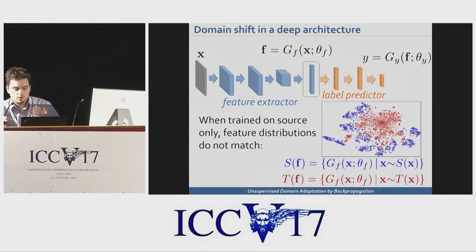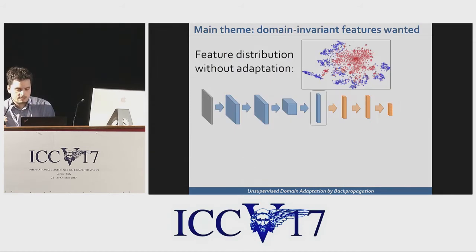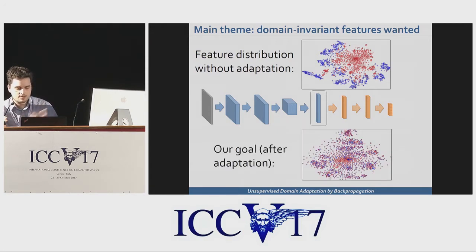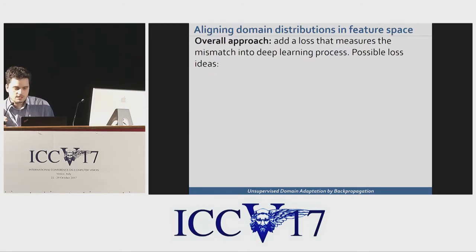Okay, so what we need is some mechanism that would allow us to align the two distributions, right? We want to get to this situation where blue and red features are distributed approximately similarly, and blue features are still good for classification. So we need some mechanism to perform alignment of distribution in high dimensions. And there are several ways you can do it with deep learning.